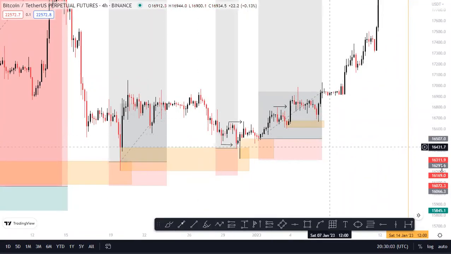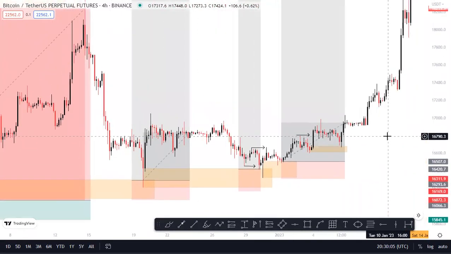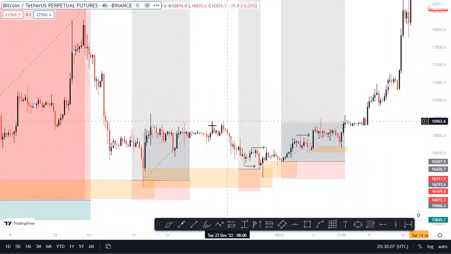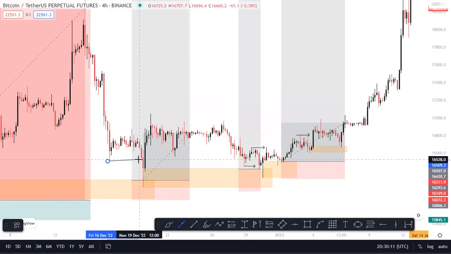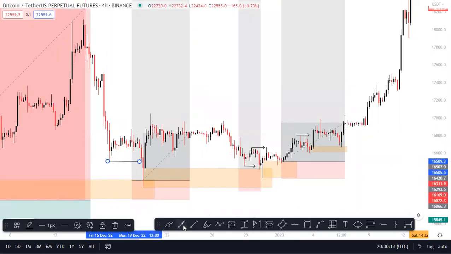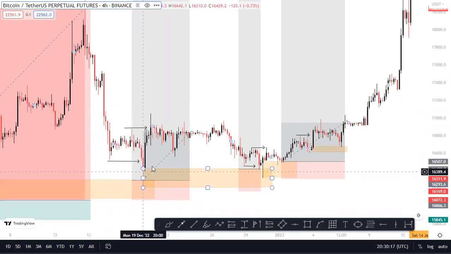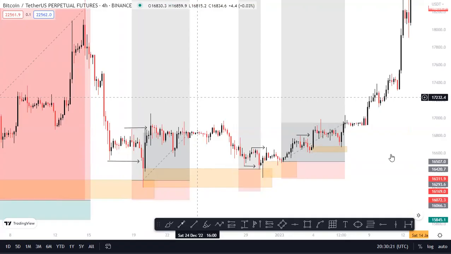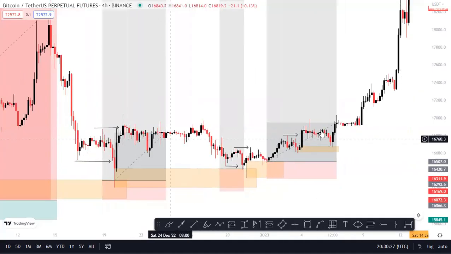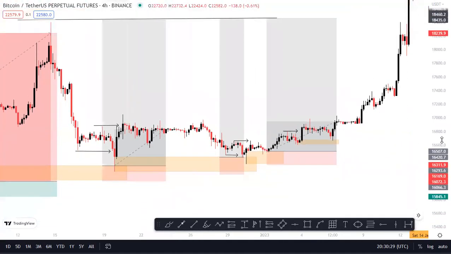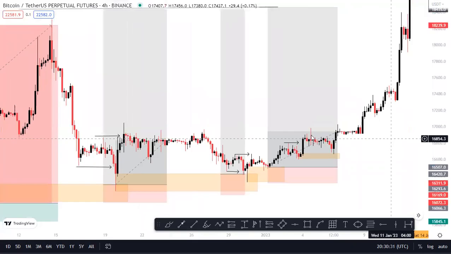Remember, change of character indicates reversals, right? Just as how we were in a downtrend, as change of character formed, it formed twice. The first time it formed here, we showed a sign of buy. And the last time it formed, we reversed completely to an uptrend. It showed a complete reversal to the upside.